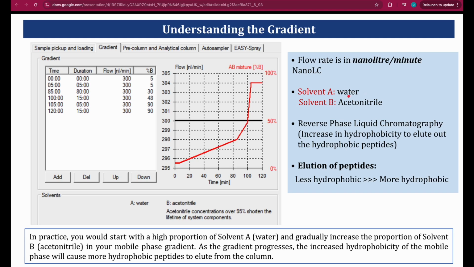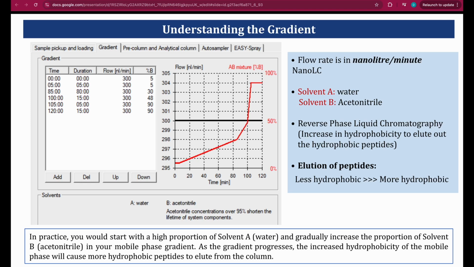In that case hydrophobic peptides will elute slowly, whereas if acetonitrile, which is hydrophobic in nature, is present in the mobile phase, then the peptides present in the sample which are hydrophobic in nature will elute faster if acetonitrile concentration is high. So in reverse phase liquid chromatography, we increase hydrophobicity to elute out the hydrophobic peptides. We gradually increase the hydrophobicity such that firstly the less hydrophobic will elute and then more hydrophobic will elute. In practice you will start with a high proportion of solvent A, that is water, such that more and more hydrophilic peptides will elute out.